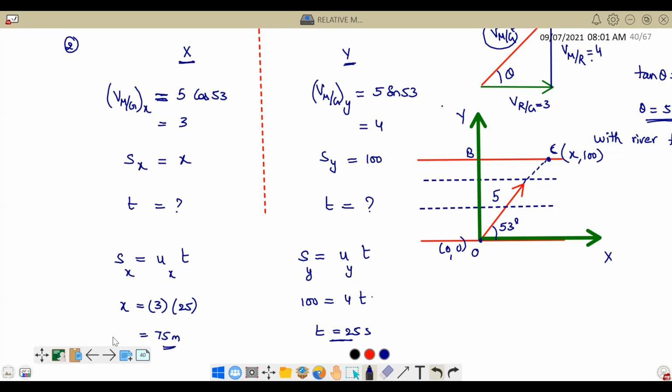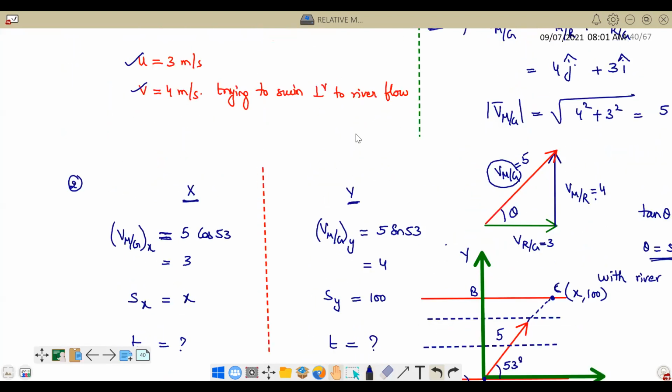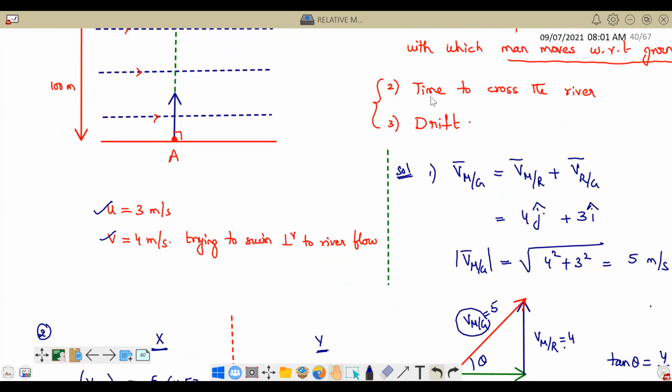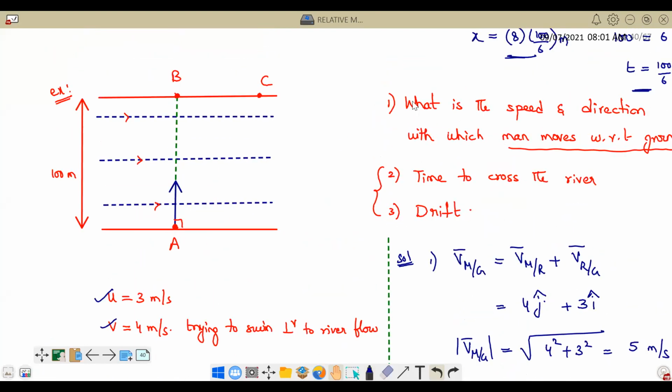So this is the standard method I am telling you. This is the standard method for solving any problem. Generally they'll ask two quantities. What are the two quantities? Time taken to cross the river and drift. Now to calculate time taken to cross the river, first step is you have to calculate this one. In this problem I have given. From next problem onwards, directly they'll ask us to find out what is the time taken to cross the river and what is the drift.